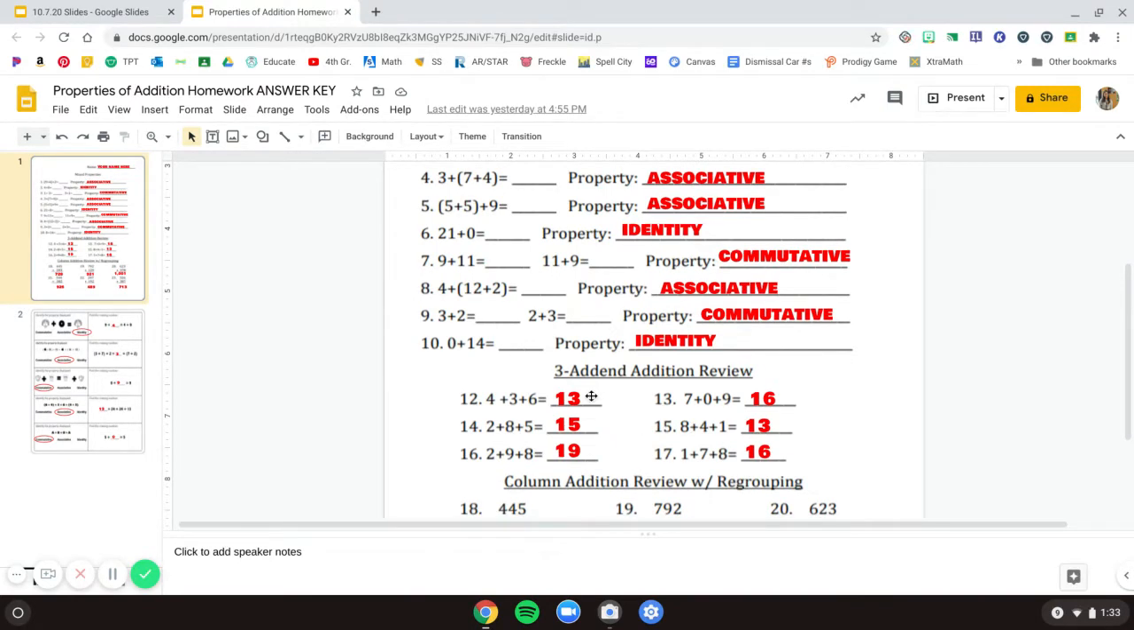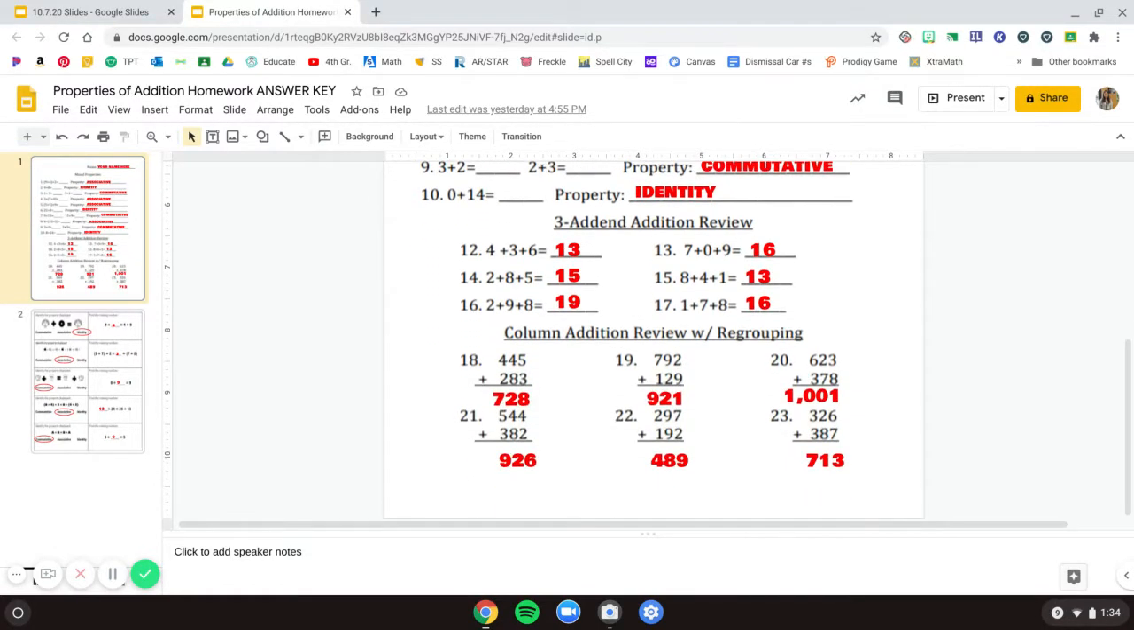12 through 17 was adding 3 numbers together. 12 was 13. 13 was 16. 14 was 15. 15 was 13. 16 was 19. And 17 was 16. Down below is a review of adding to the hundreds place.